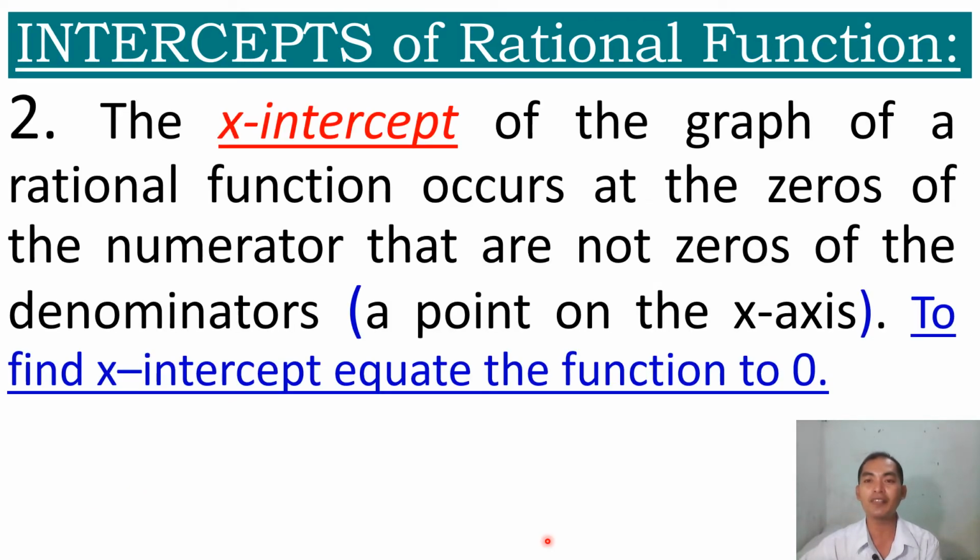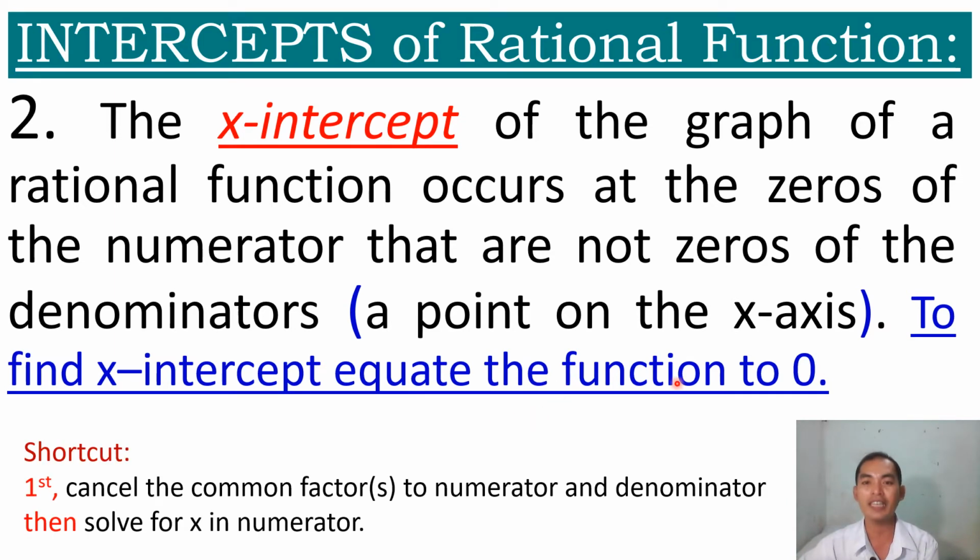The x-intercept of the function occurs at the zeros of the numerator that are not zeros of the denominator. Ang ibig sabihin, when we say x-intercept, it's the point on the x-axis. So, pag walang dumaan na graph doon sa x-axis, meaning walang x-intercept. Paano makukuha ang x-intercept? There are two ways. First, you substitute the value of y as 0. Let y equal 0, then solve for x. Okay, yan ang sinasabi natin x-intercept.